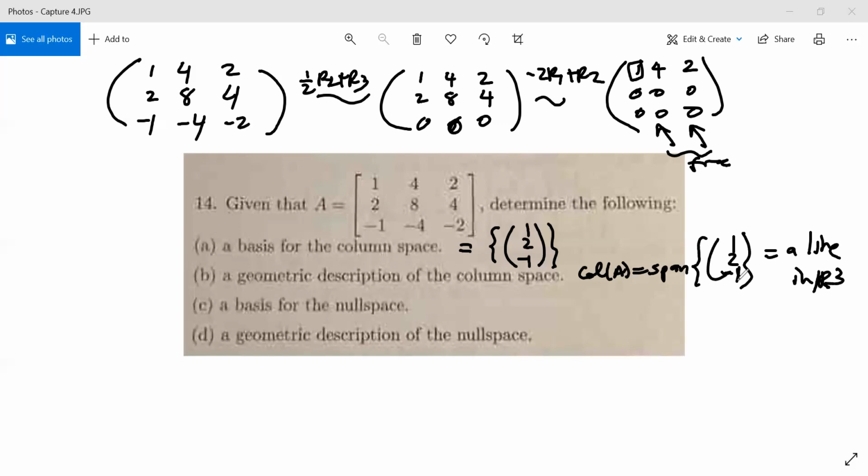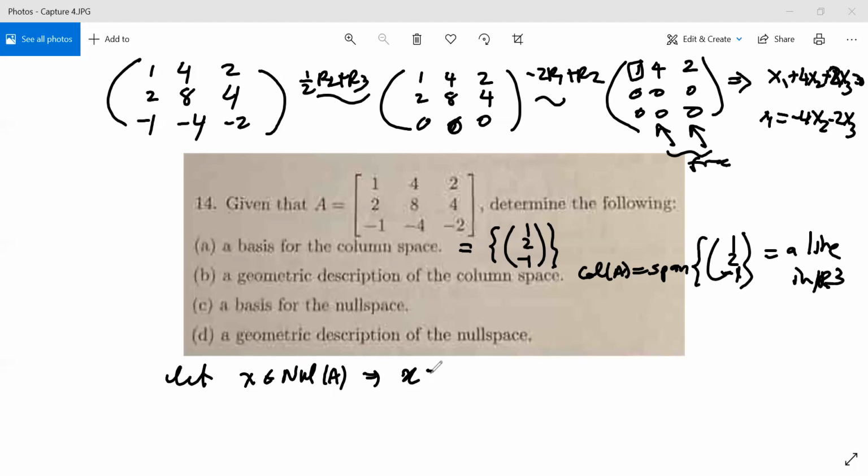To find a basis for null space, first I'm going to rewrite this equation here, which is x1 plus 2 times x3 equals 0. And then I can just rewrite it. So let x be in a null space of A. So therefore x can be represented by x1, x2, x3, and x1 is this, x2 and x3. And then what I can do here is now just pull out the x2 first.